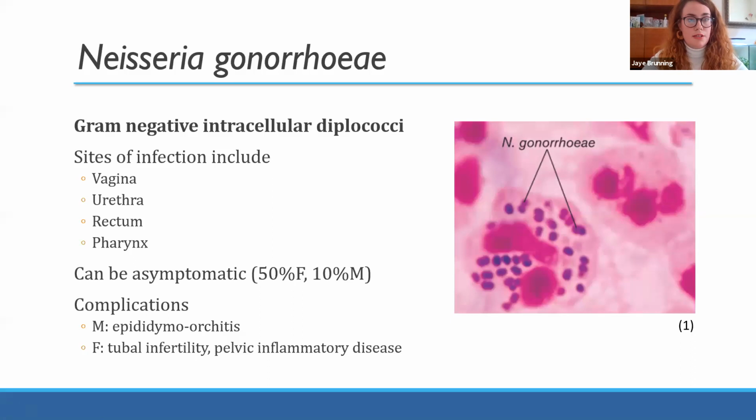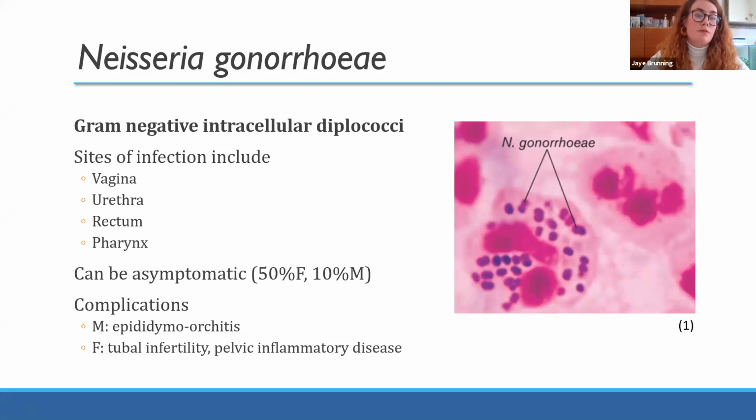Sites of infection include the vagina, the urethra, the rectum, and the throat. Some infections can be asymptomatic. You're more likely to be an asymptomatic carrier if you're a female than you are if you're a male. But in males, the rectum and the pharynx are common asymptomatic sites. When it comes to the infection itself, it is slightly unpleasant. You do get a purulent discharge, particularly from the penis, and it does have some further complications down the line.